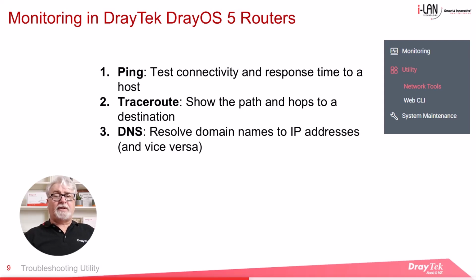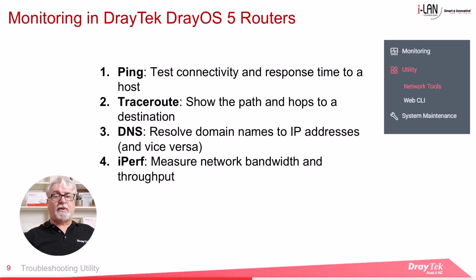DNS queries DNS servers to resolve domain names to IP addresses or vice versa. Includes options like NS lookup and DNS security for reliable and secure lookups. iPerf measures network throughput between the router and an iPerf server. Helps test bandwidth performance over TCP or UDP. Let's check these out in more detail.